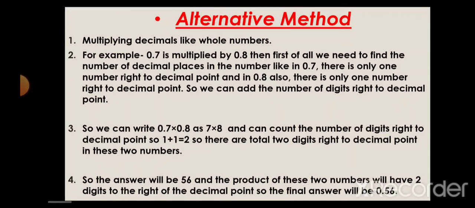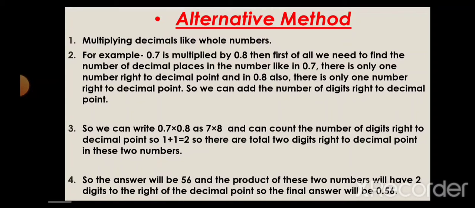Our next step will be taking the product and then applying these two digits of decimal places to the product. So we go to our next step, that is finding the product. To find the product of these two numbers, we have to forget the decimal point and 0. After forgetting the decimal point and 0, we get 7 into 8. 7 into 8 is equal to 56.